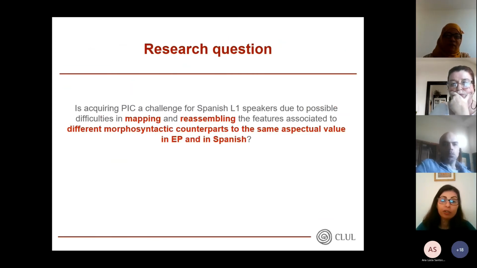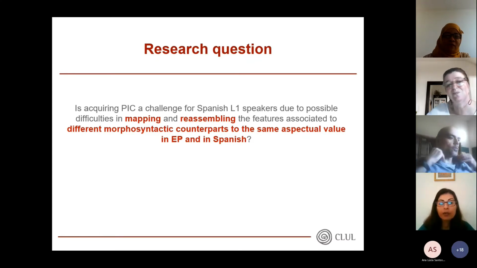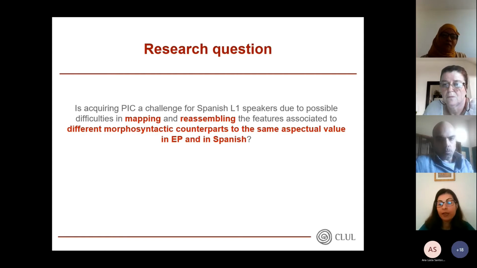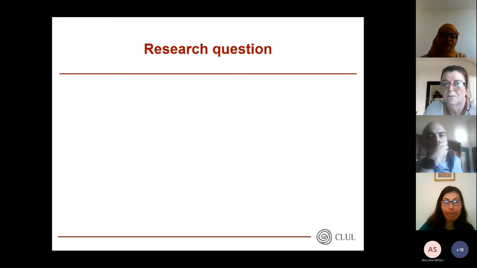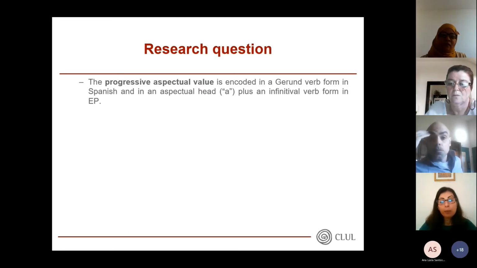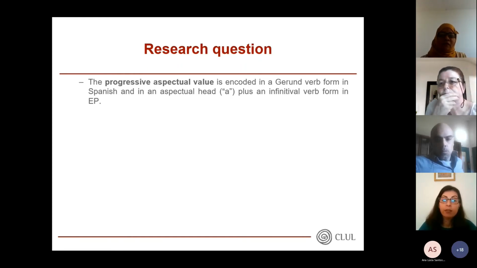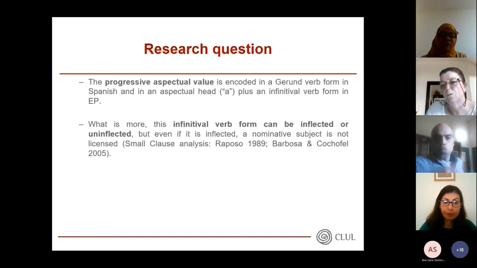So our research question is this: is acquiring the PIC a challenge for Spanish L1 speakers due to possible difficulties in mapping and reassembling the features associated to different morphosyntactic counterparts to the same aspectual value in Portuguese and in Spanish? So we hypothesize that the fact that the progressive aspectual value is encoded in different counterparts in the two languages entails a complex task from the point of view of acquisition.